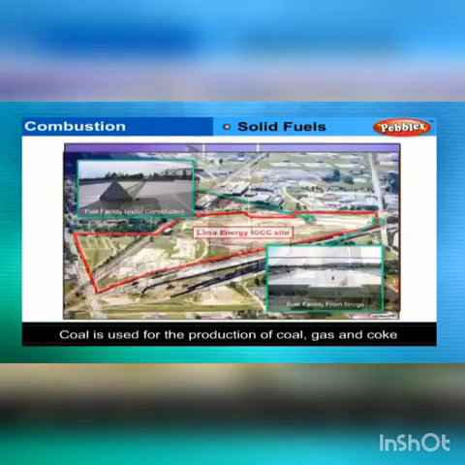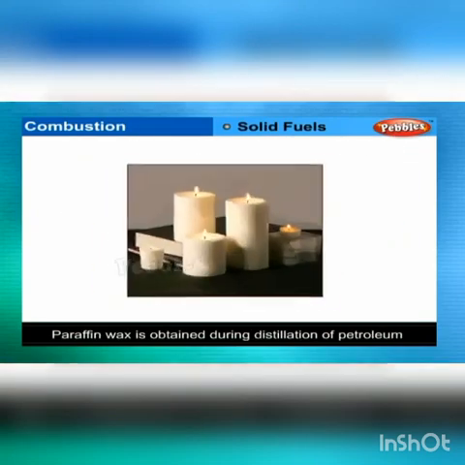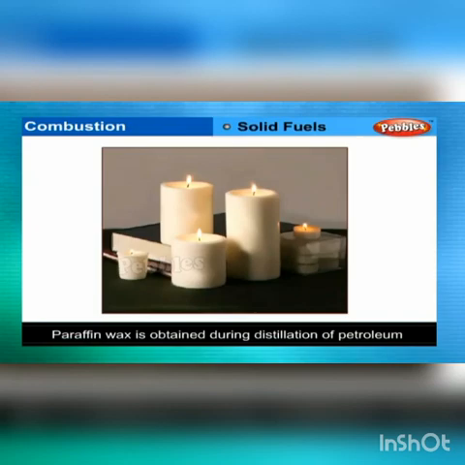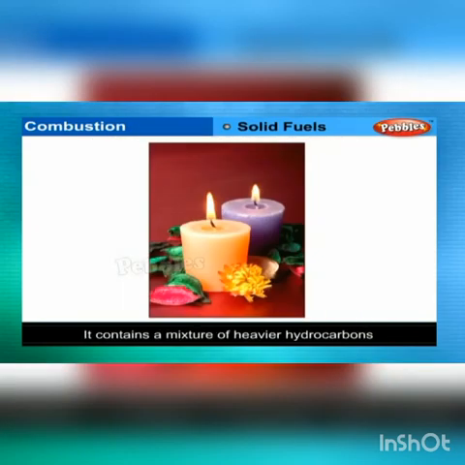Coal is used directly as fuel or for the production of more valuable types of fuels such as coal gas and coke. Paraffin wax is obtained during distillation of petroleum. It contains a mixture of heavier hydrocarbons. It is used in the manufacture of candles.